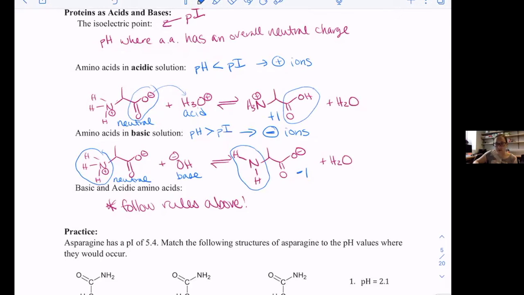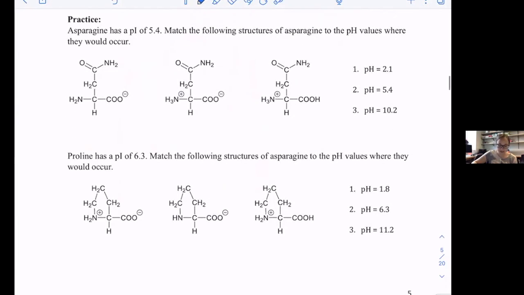Okay, so the acidic and basic amino acids are going to be a little bit weird in their isoelectric point. So make sure you're looking at your chart to look at where that isoelectric point is so that you can appropriately protonate and deprotonate the molecules. So let's practice this a little bit.